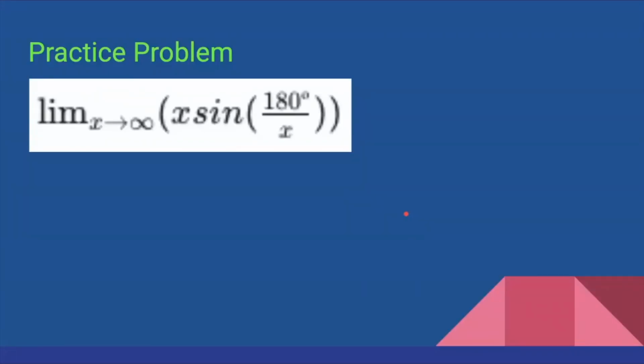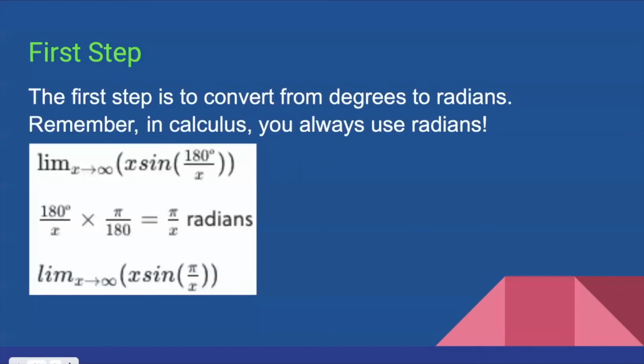So now here's another practice problem, and this one is a little bit more difficult. So I'll tell you the first step. The first step is to convert from degrees to radians. So 180 over x degrees is the same as pi over x radians. And remember, in calculus, you always use radians. The reason is because if you don't use radians, then the derivative of sine of x would not be cosine of x, and the derivative of cosine of x would not be sine of x. So now if you want, pause the video right over here and try to solve this problem.